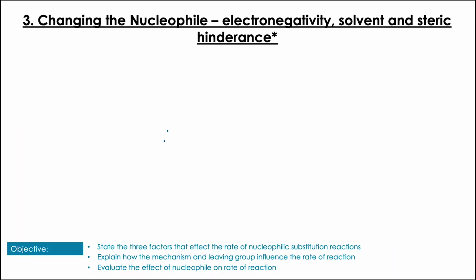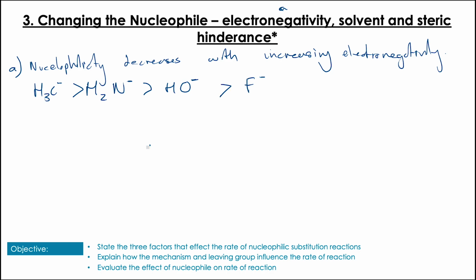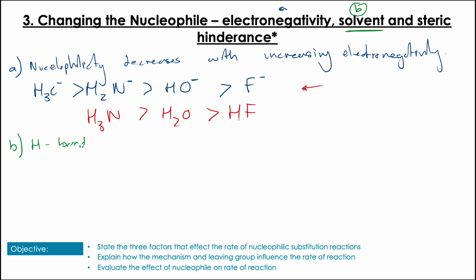So there are other factors that affect the nucleophilicity. These are electronegativity, solvent, and steric hindrance. These are not as important, and we're just going to cover them very quickly here as an overview. Firstly, nucleophilicity decreases with increasing electronegativity. This would make sense because as we increase the electronegativity, the atom is going to be less likely to give up those electrons to participate in a reaction.